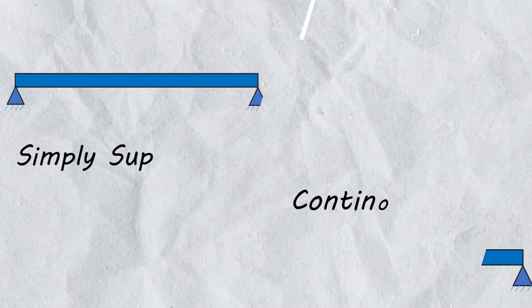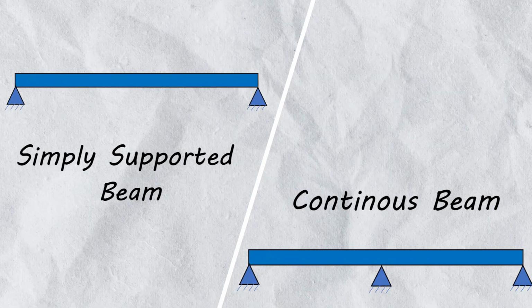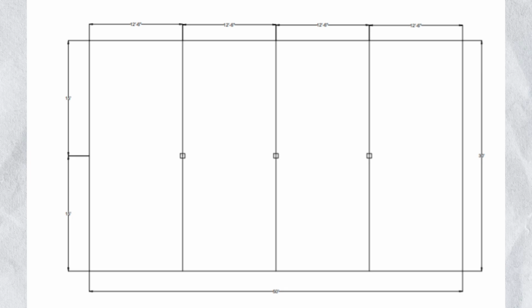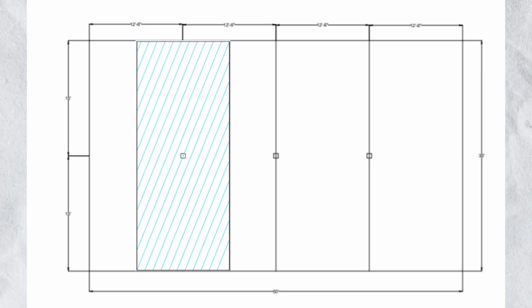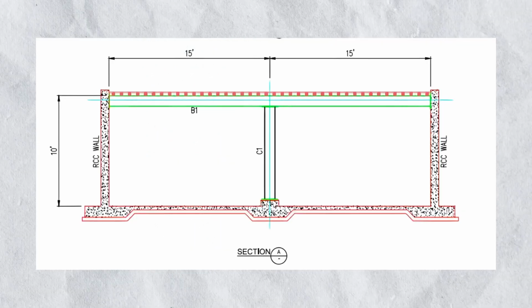To accomplish this, we analyze both simply supported and continuous beams. In our scenario, the slab above the beams is a one-way slab, as shown in this shaded region, which represents the specific beam under consideration. Here is the sectional view of the basement.